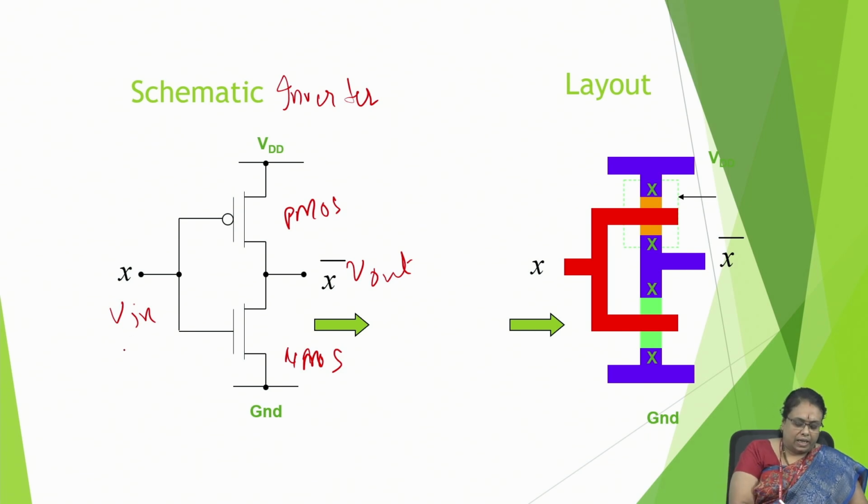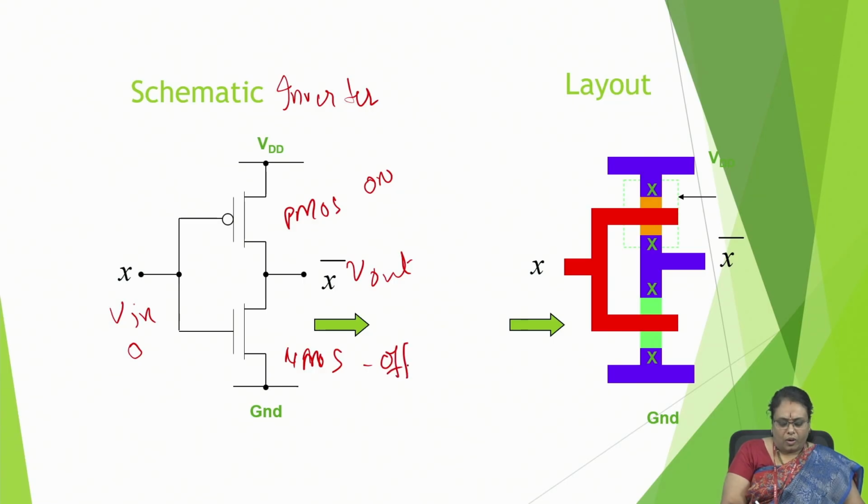Suppose I have given, this is digital logic. So if I give 0, what happens? We know that PMOS will be on and NMOS will be off. The signal is applied to both PMOS and NMOS. PMOS is on, therefore this V out will be pulled up to VDD. Therefore, for an input 0 applied, the output that I get is 1.